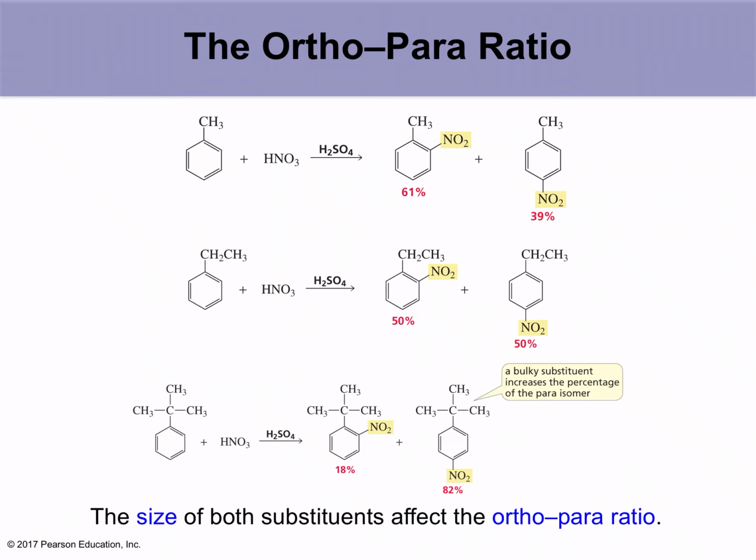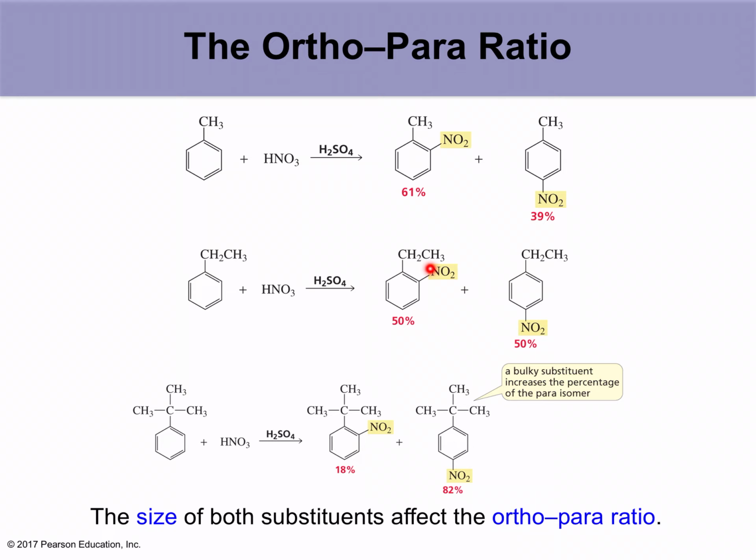Ortho-para ratio. Now let's see here. We are going to do a nitration on toluene. This is toluene. You add nitric acid and sulfuric acid, generate the nitronium ion. And then on the ortho position and para position, you get a mixture of that. 61% nitro group on the ortho position, para position about 40%. And if you have an ethyl group, it's about 50-50 ortho position and the para position.